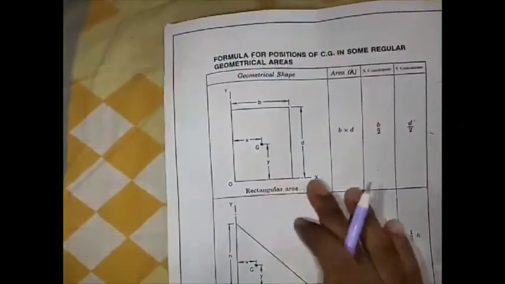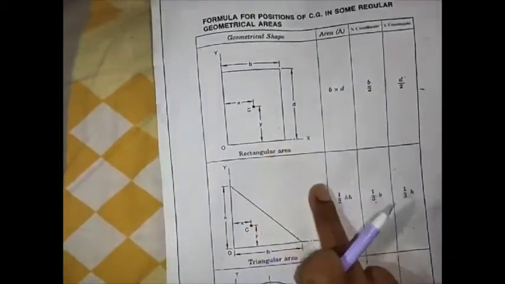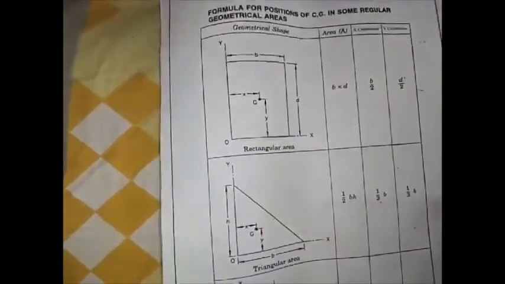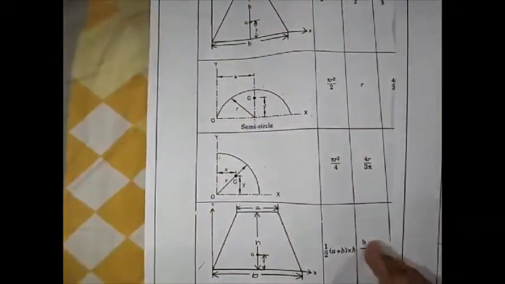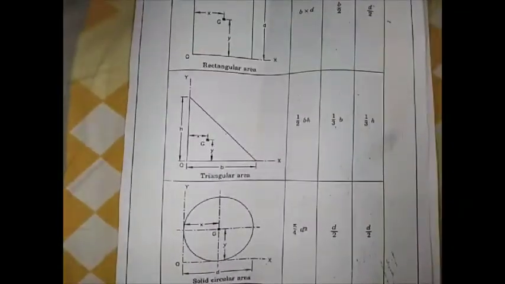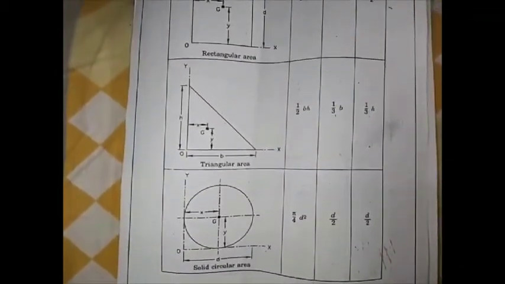These are the formulas for geometrical figures, that is for the rectangular section, triangular, circle, semicircle, trapezium. All the formulas you have to get by heart. Next, you will solve a problem on how to find the center of gravity.